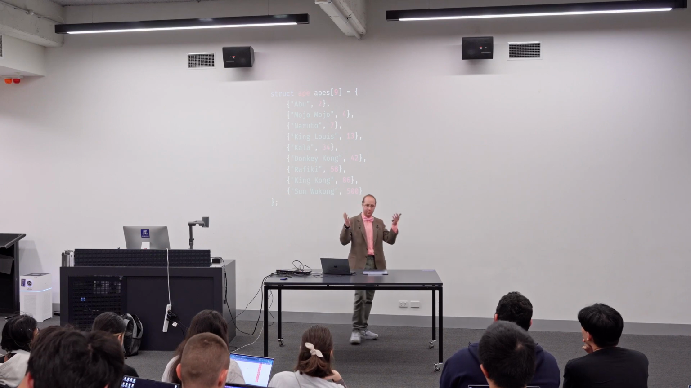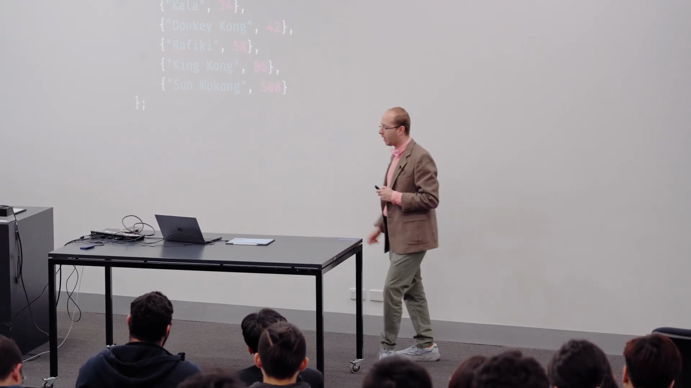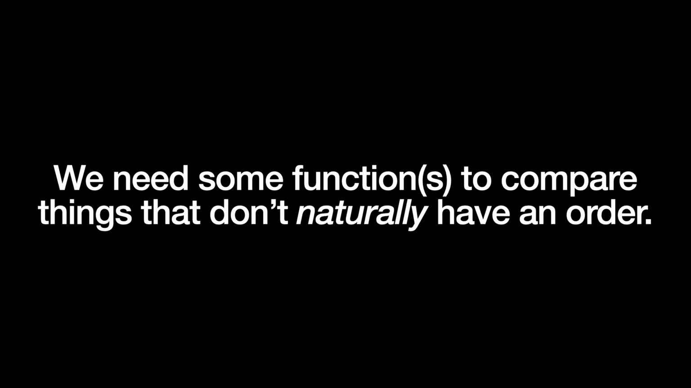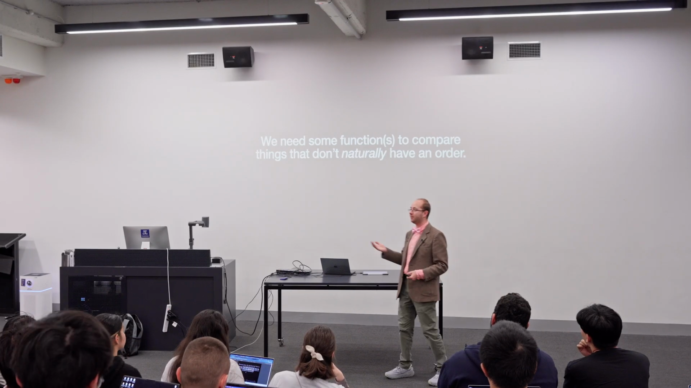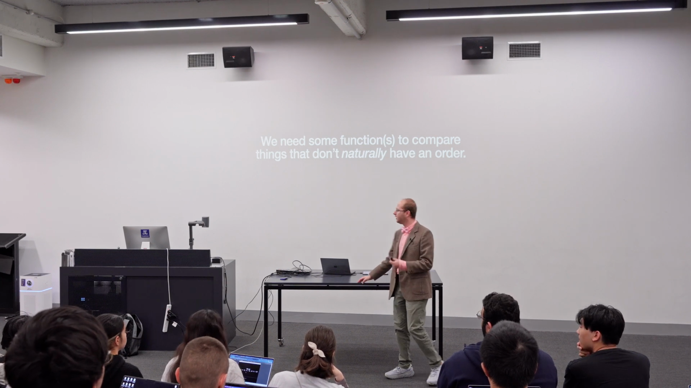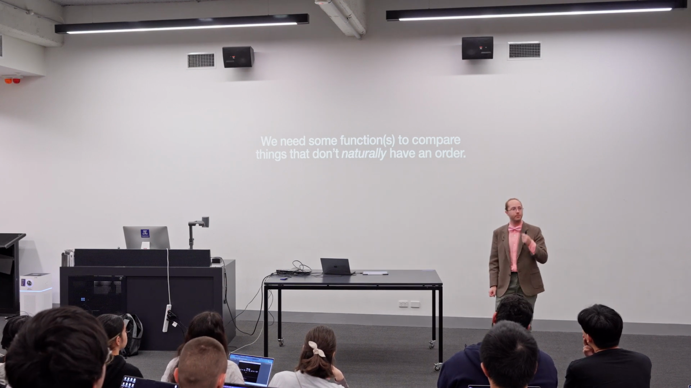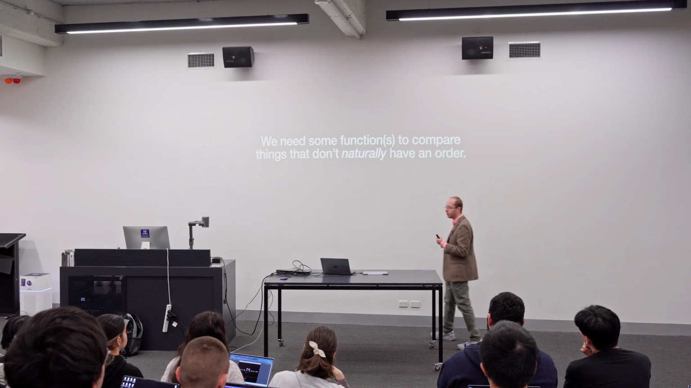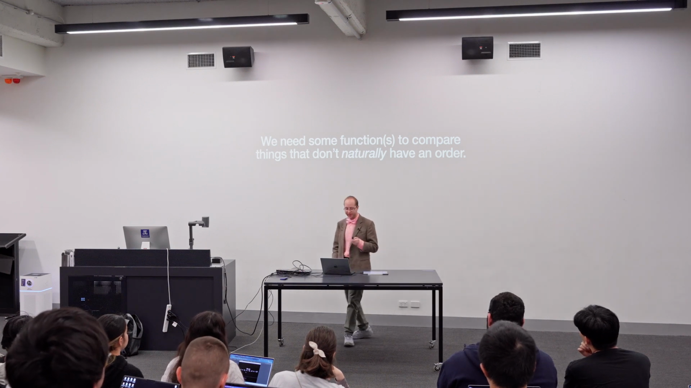So here's our structure, and now we're going to write a comparison function momentarily. We need this function to compare things that don't naturally have an order. We didn't need to write a comparison function for numbers. If I said I have two numbers A and B, and I ask you which number is greater, you know what that means, right? Yulong has a notion of what it means for numbers to be ordered, but not a notion of what it means for apes to be ordered. So we need to write a function.